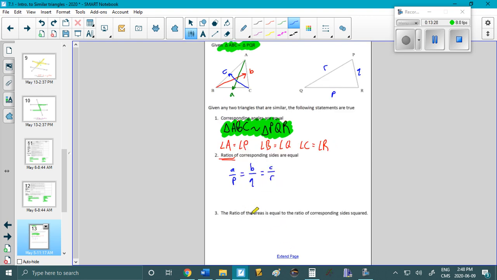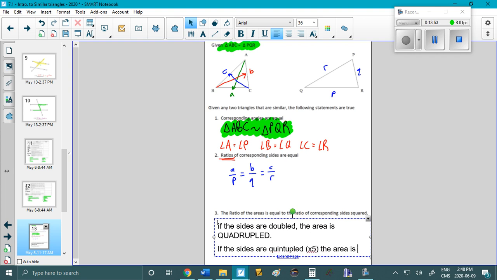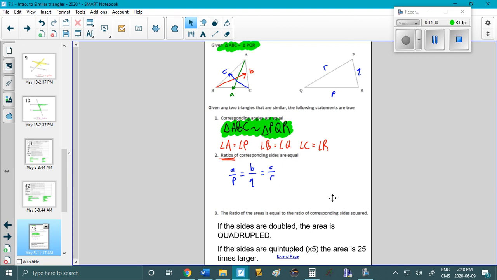And it says here the ratio of the areas is equal to the ratio of corresponding sides squared. So for example, if the sides are doubled, area is quadrupled. If the sides are quintupled, so times 5, the area is 25 times larger. Okay, so you just take the difference in the sides and you square it.